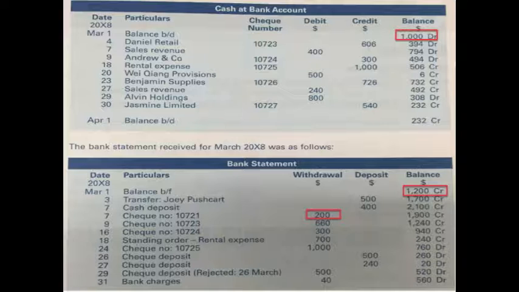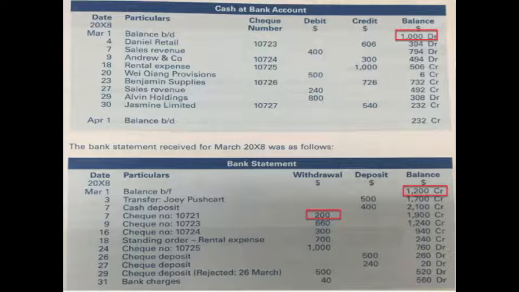Okay, so first step is that before we actually look at all these, we will try to investigate our starting balances. And we realize that the starting balances are different. Our cash book reflects a 1,000 debit, whereas our bank statement reflects a 1,200 credit. First thing we need to note is that when a bank statement writes credit, it is from the point of view of a bank. They are actually owing us money. So we are the liabilities, that's why it's written as credit. However, in our cash book, from the business point of view, it's actually a debit.